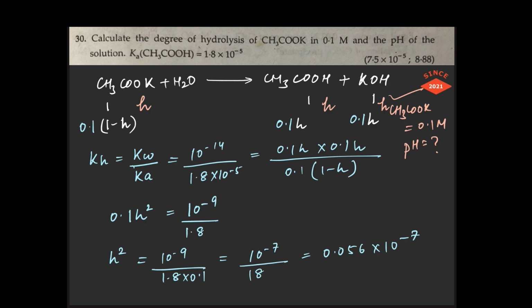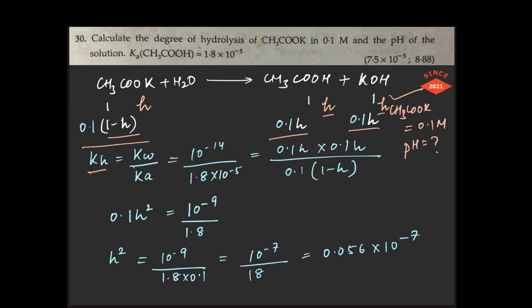So the amount of potassium acetate remaining will be 1 minus h. The amount of acetic acid formed will be h, and the amount of KOH formed will also be h. This is when the initial concentration is 1 mole per liter. But according to the question, the initial concentration is 0.1 mole per liter, so multiply all the values by 0.1. The potassium acetate remaining will be 0.1 into (1 minus h), acetic acid formed is 0.1h, and potassium hydroxide formed is 0.1h.